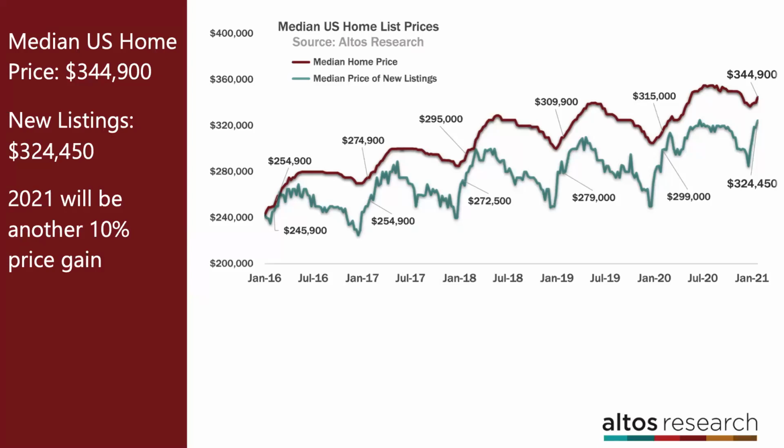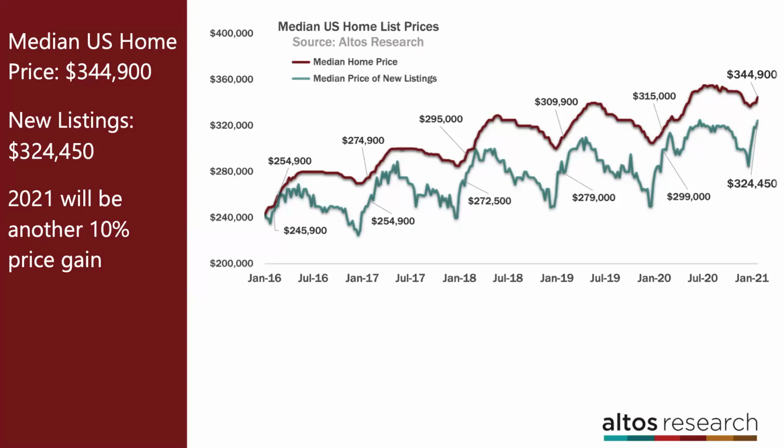The green line on the chart here is one of the most powerful leading indicators that we have in the Altos research data. This is the price of the newly listed cohort. These are the properties as they come to market each week, and there's 100,000 new ones that come in. We look at the price of those 100,000.